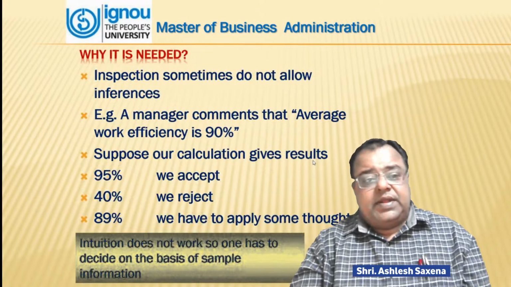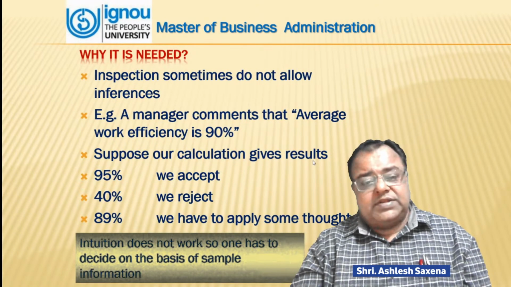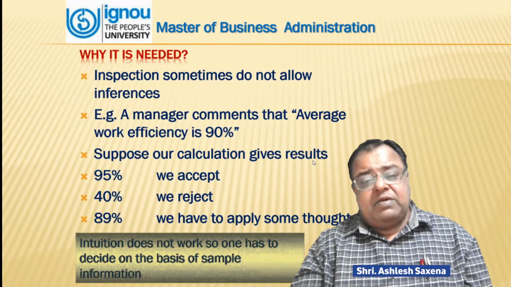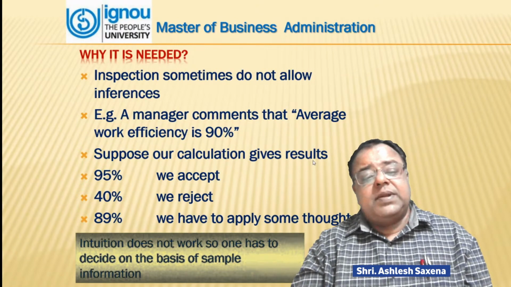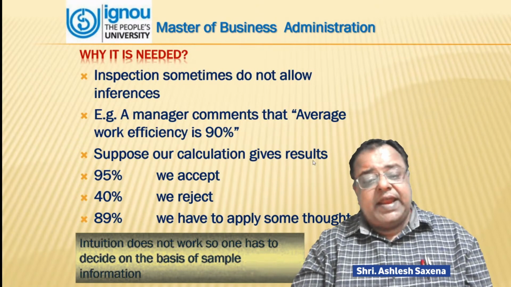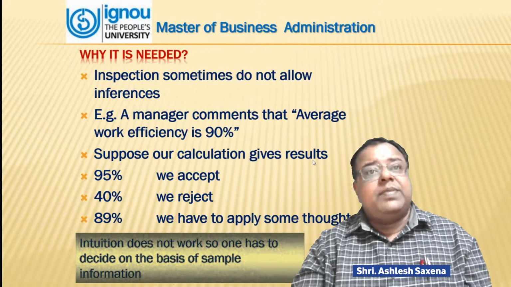What is needed? Inspections sometimes do not allow inferences. For example, a manager commented the average work efficiency is 90%. Suppose our calculation gives the result 90%, 95%, we accept; 40%, we reject; and 89%, we have to apply some thought. So intuition does not work. One has to decide on the basis of sample information.